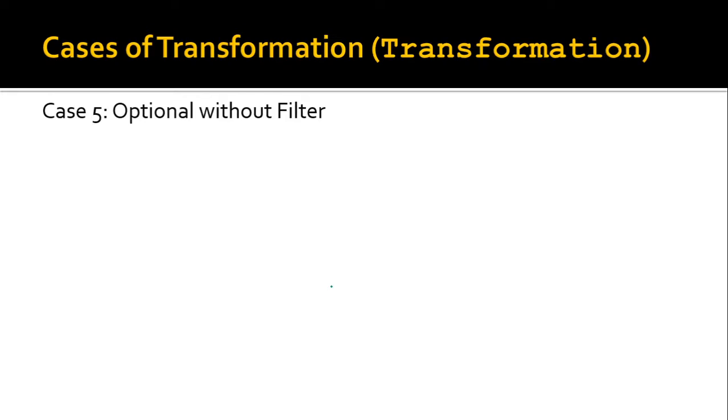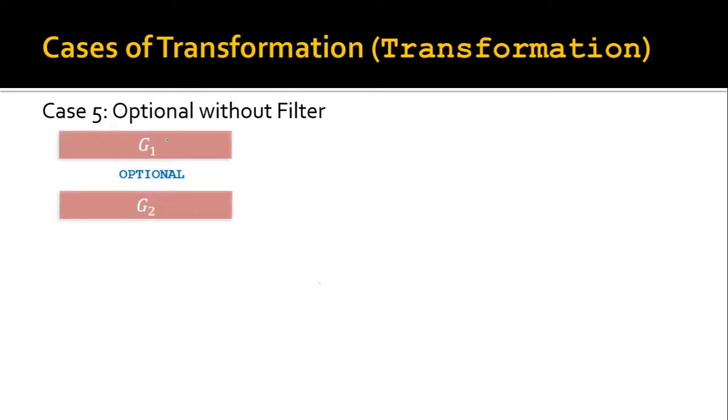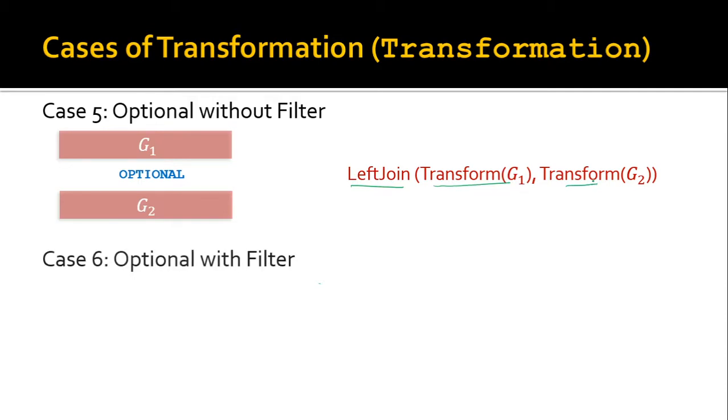So in case 5, you have optional without filter. So what is the kind of visual we can think about? You have one G1 connected to G2 via optional, and you just say left join, because this is one optional operator, and you know that we will be representing the optional operator with left join, and as parameters you will have the transform of G1 and the transform of G2, right?